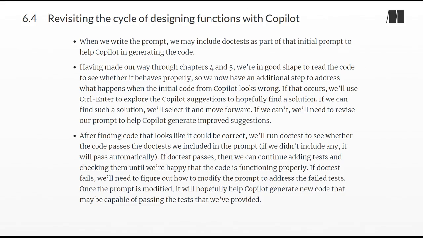After finding code that looks like it could be correct, we'll run doc tests to see whether the code passes the doc tests we included in the prompt. If we didn't include any, it will pass automatically. If doc test passes, then we can continue adding tests and checking them until we're happy that the code is functioning properly. If doc test fails, we'll need to figure out how to modify the prompt to address the failed tests. Once the prompt is modified, it will hopefully help Copilot generate new code that may be capable of passing the tests that we've provided.